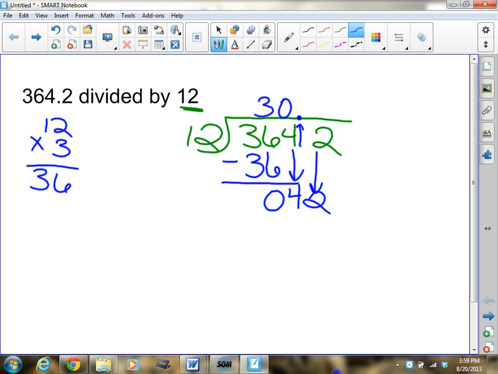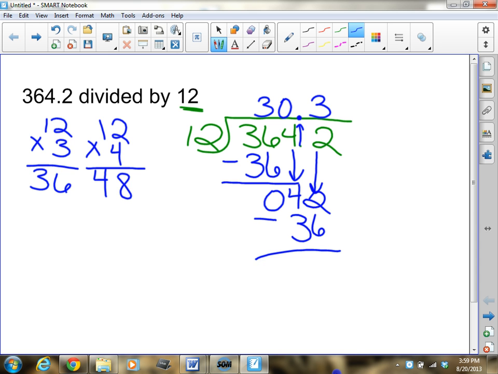12 into 42. Well, I know that 12 goes into 36 3 times. I wonder, can 12 go into 42 4 times? Let's find out. 12 times 4. 4 times 2 is 8. 4 times 1 is 4. 48. Looks like it can't. It's too big. 12 times 4 is more than what I need. So, I'm going to go back down to 3. I'll write a 3 right there and subtract 36. Because 12 times 3 is 36. Now 42 minus 36 is 6.